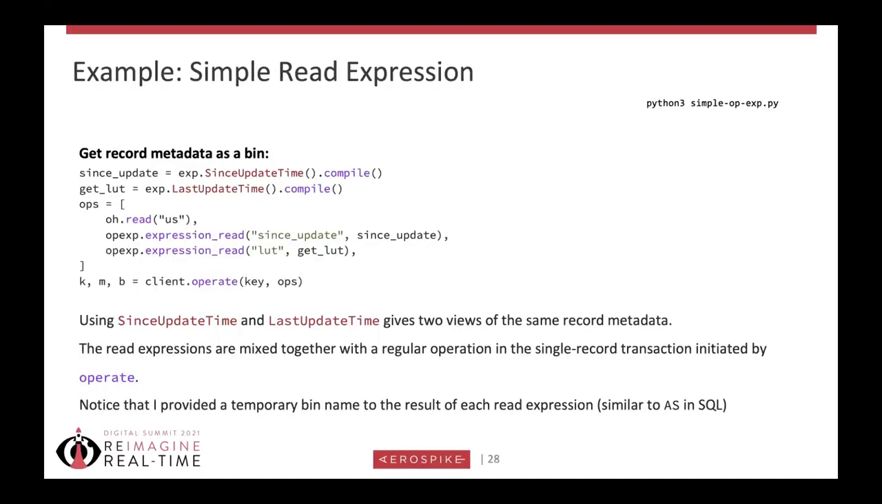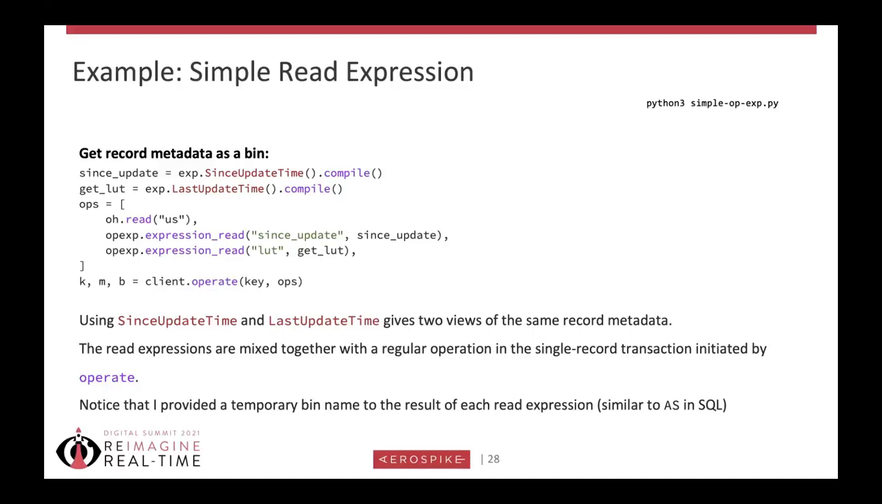So we're going to use this simple op example Python script to show you how read expressions work. So first thing, you can get the record metadata back as a bin. In the past, you guys know that we added last update time after the fact, and it was not available unless you used a predicate expression or if you used the UDF. There was no way for a regular get to know what the last update time was.